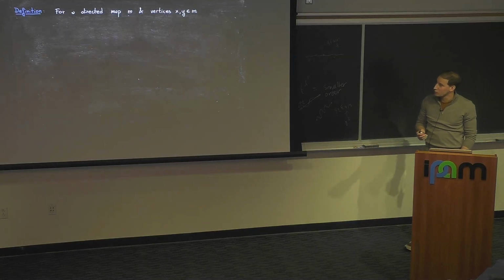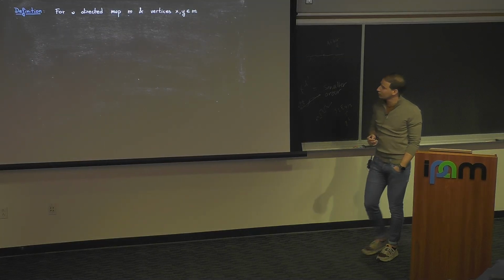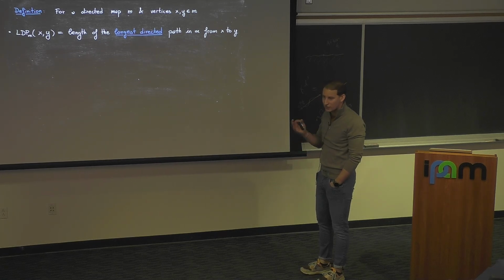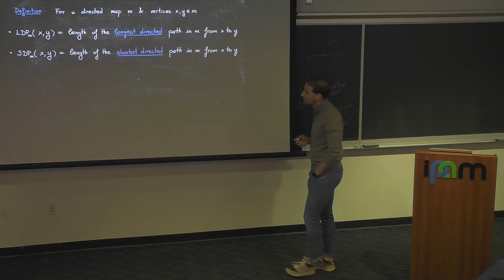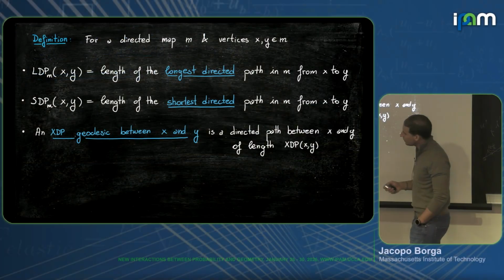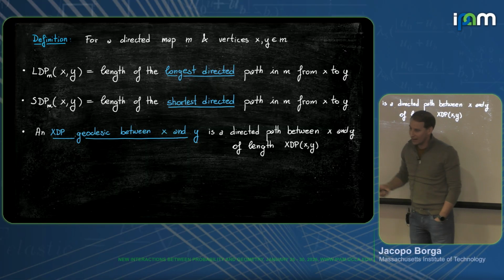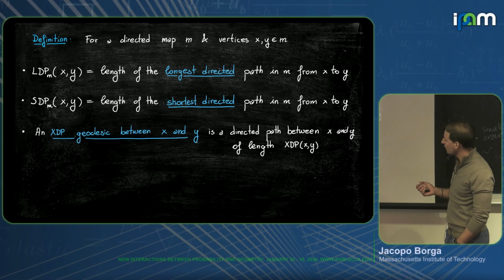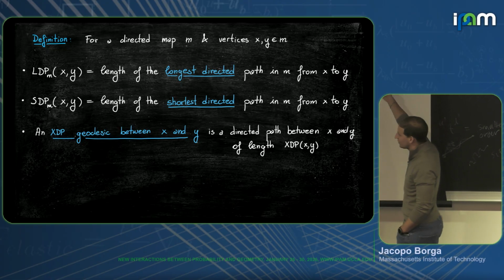Okay, let me make this more precise. I will introduce the same notation. LDP between x and y is the length of the longest directed path between x and y, and SDP is the same but for shortest. And XDP, where X can be either L or S, you choose which one you want to look at, between x and y is just a path that realizes such a quantity.